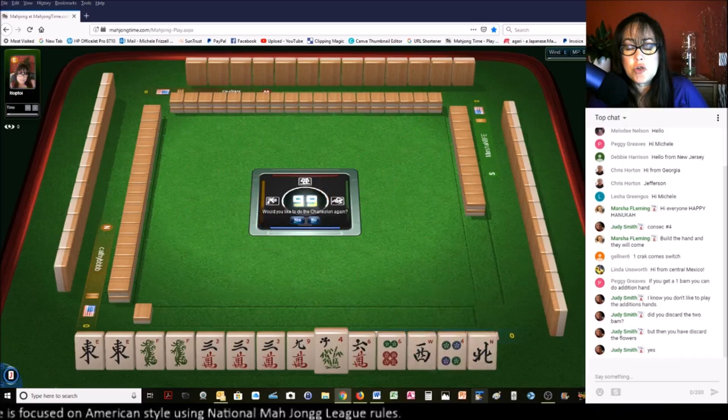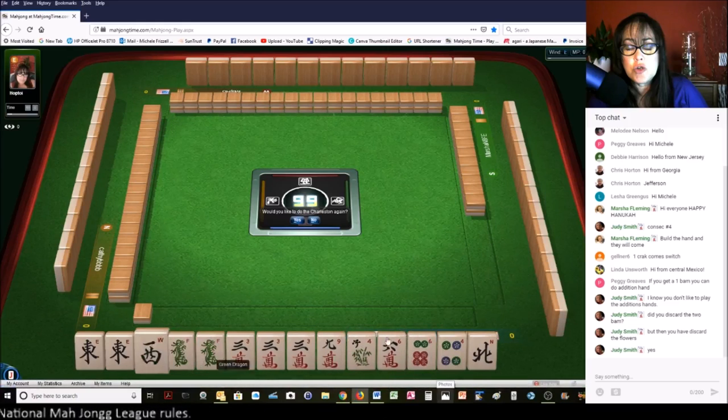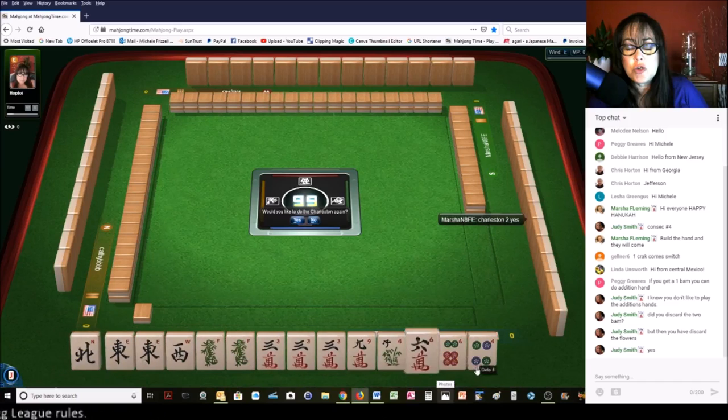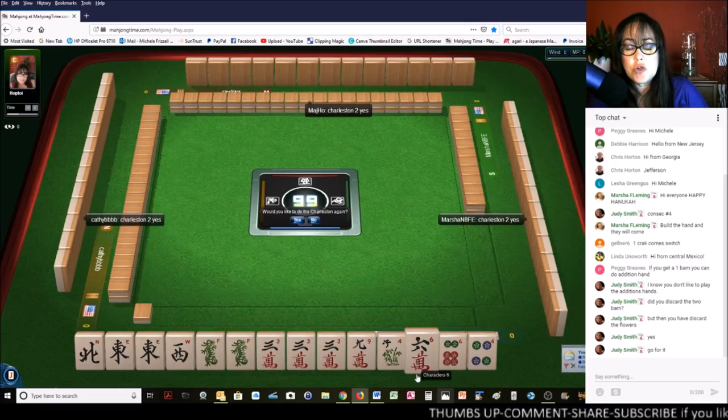We got a west and a north. Okay, let's see here. Let's keep the east, west. I wonder if we can keep the north. Maybe what we ought to do here is give up on 369 and instead focus on winds and dragons and hope for a quint.